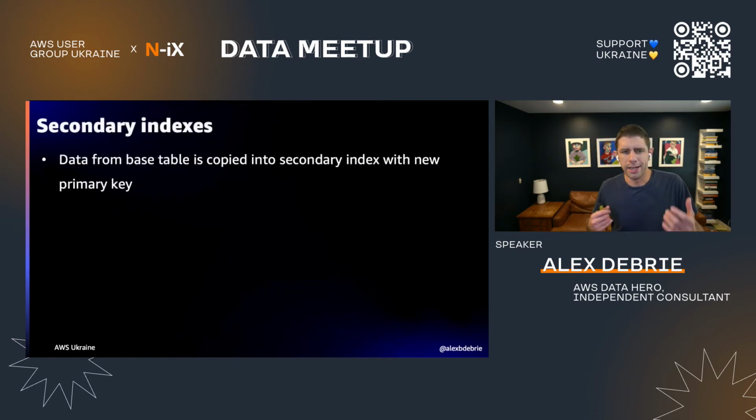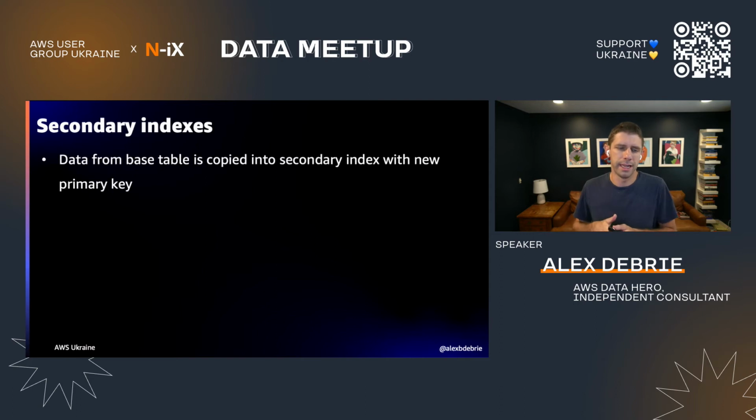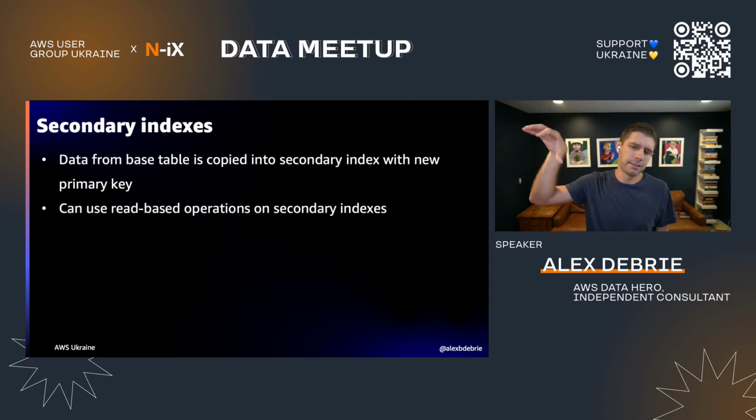So secondary index, again, the key here is data from your main table is going to be copied into this secondary index with this new primary key. So it's just a copy of your table that Dynamo is maintaining for you. And then you can do read-based operations on those secondary indexes. So if you have multiple access patterns, use secondary indexes for those.